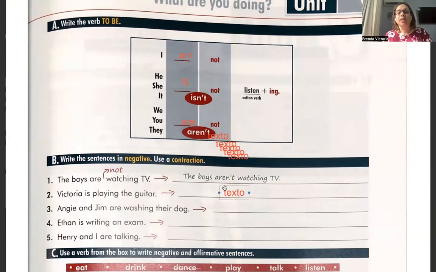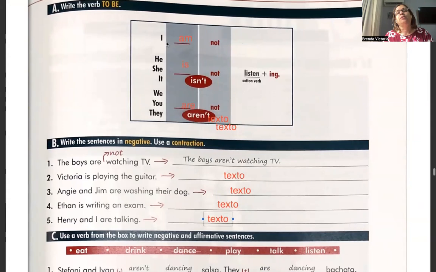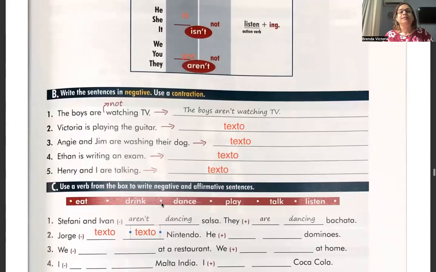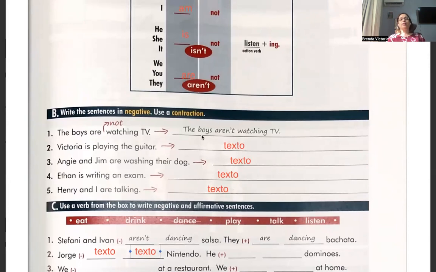Okay. Now here, we have the negative. The only thing that we have to do is to add, insert, include, not. I would say, I am not listening. He is not listening, or he isn't listening, which is the same. She is not listening, or she isn't listening. It is not listening, it isn't listening. We are not listening, we aren't listening. You are not listening, or you aren't listening. They are not listening, or they aren't listening.